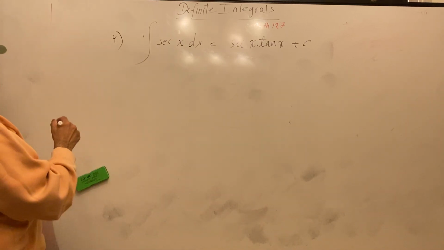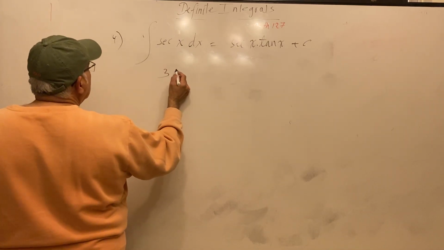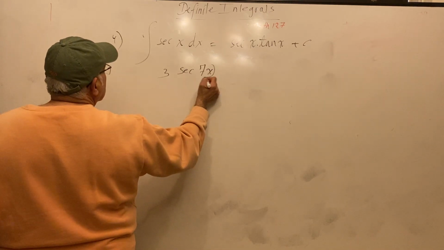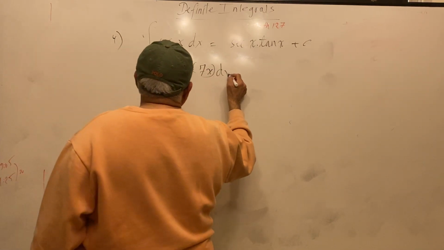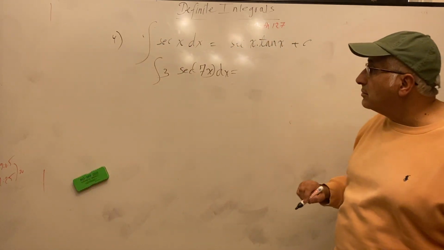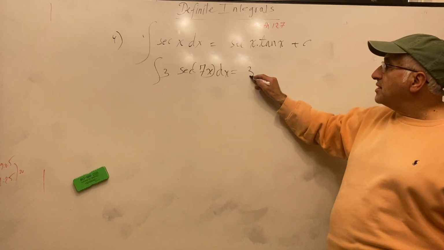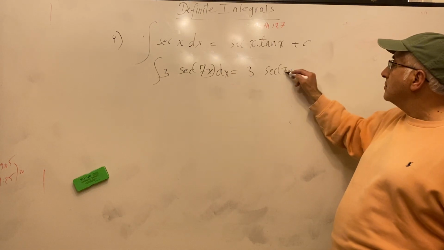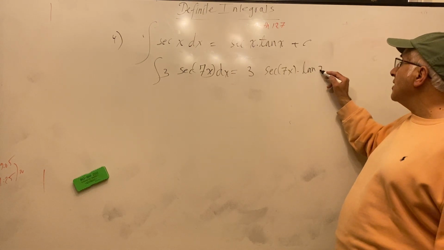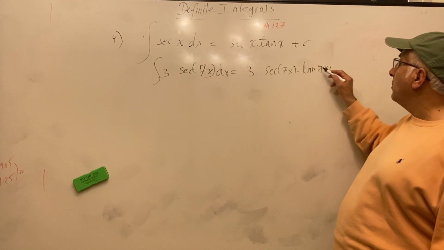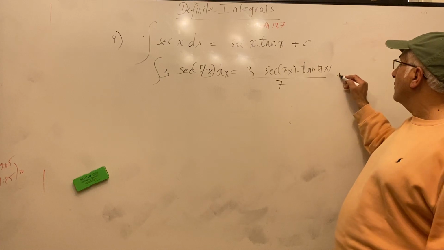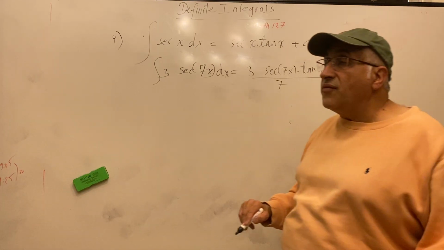For example, if I ask you the integration of 3 secant 7x dx, what is the integration of that? Simply, the 3 stays. The secant will be secant 7x times tangent 7x. But don't forget, what's the derivative of 7x? 7 divided by 7. That's something that you need to develop.